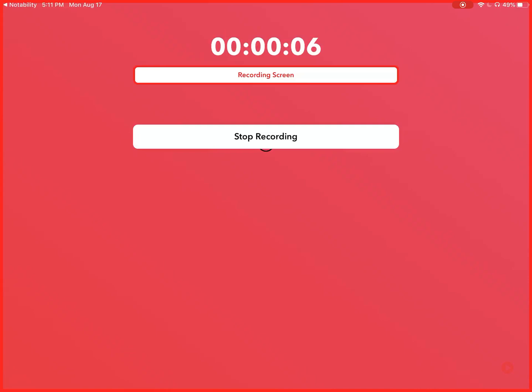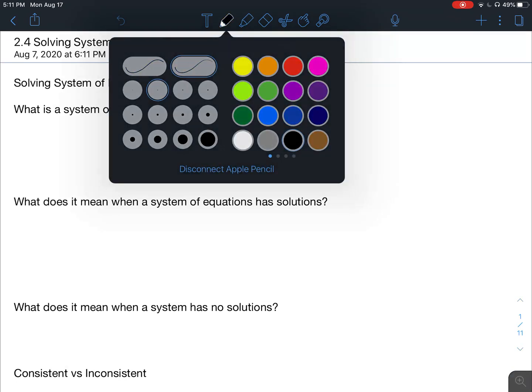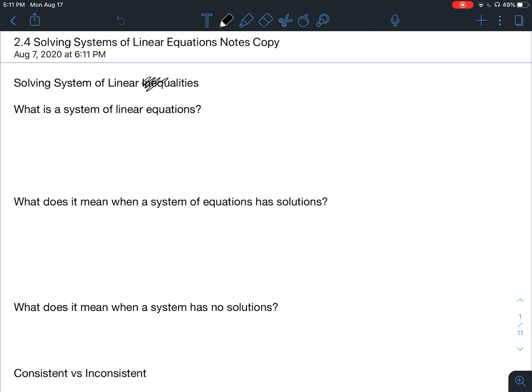Alright guys, so right now we are going to be covering 2.4, solving systems of linear equations. Previously, 2.3 was kind of just an intro into the school year really. So now this is really an official start, an official first lesson. So, solving systems of linear equations. Just one quick note, we're not talking about inequalities today. We're just talking about systems of linear equations.